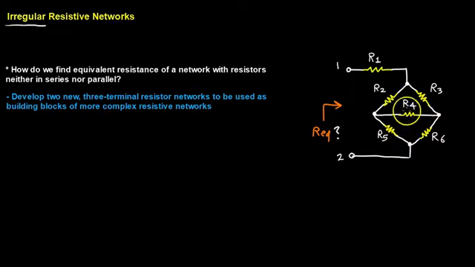I'd like you to go ahead and try and combine this using the old techniques we learned in the previous lecture in terms of series and parallel combinations. And what you're going to find is that it's not easily doable, and therefore we're going to develop a new method shown in this lecture, which is to develop two new three-terminal resistive networks to be used as building blocks of more complex resistive networks. And we're going to see what that means shortly.